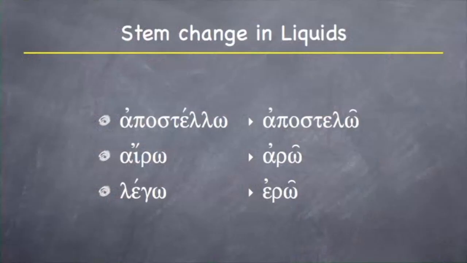Now there is one other change that happens in liquids, and I've given you some of the reasons. Later on, I'll give you some of the other reasons. But sometimes what happens in liquids is that you're going to have stem changes. And sometimes it's like a double lambda going to a single lambda. So apostello goes to the future as apostelo. Sometimes you have an iota inserted, and iro goes to aro. The root is alpha rho, so it's inserted in the present.